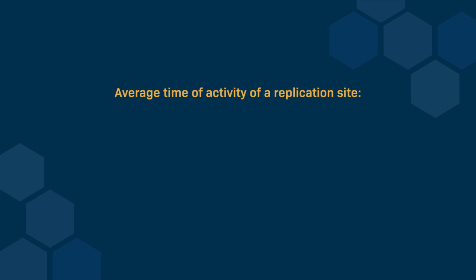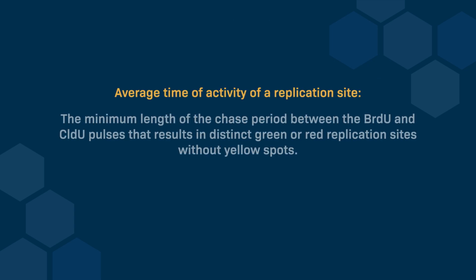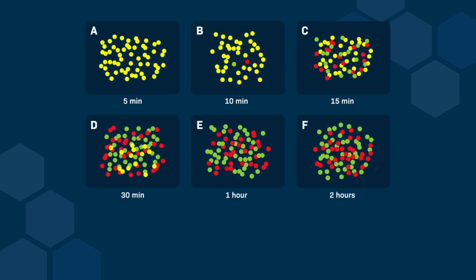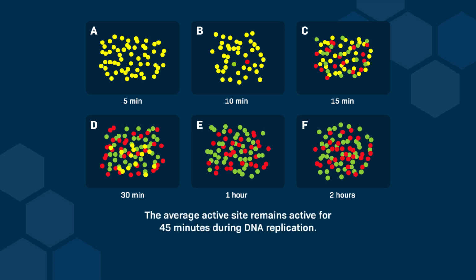The average time of activity of a replication site is determined as the minimum length of the chase period between the BRDU and CLDU pulses that results in distinct green or red replication sites without yellow spots. Yellow spots represent an active replication site during the 2 pulses. Experimental evidence shows that on average, a replication site is active for approximately 45 minutes during S phase.